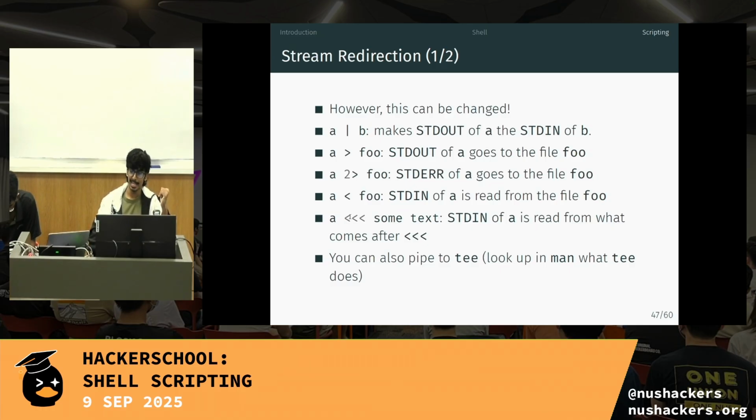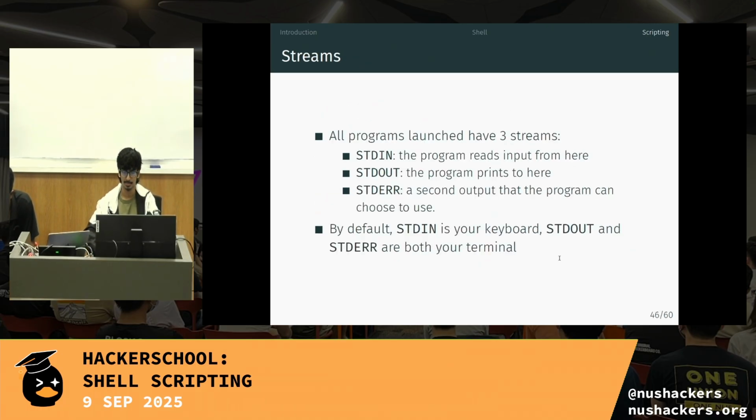There is A with three arrows, which basically just means that the standard in of A is read from what comes after the three arrows. This one's not that useful either, but I could pass in a raw string, which would then be passed to A. There's also pipe to tee, which we'll cover later if we have time. But if you're interested, you can look up in the manual what it does.